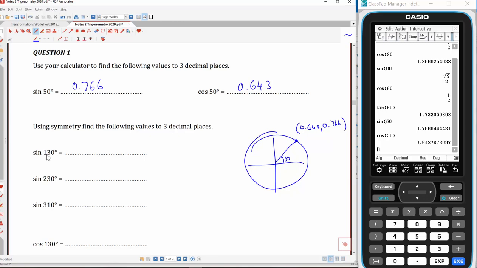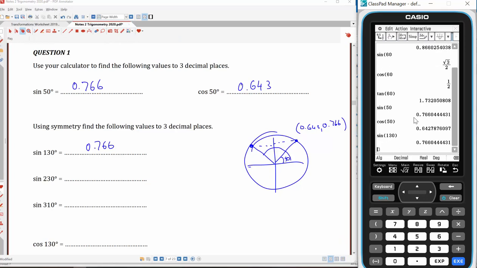All right, so what's the sine of 130? Well, note that 130 degrees is 50 less than 180. So that's over here. That's going to be 130 degrees. And we want the sine. So the sine is the y value, which is going to be the same as the y value produced over there. So this is going to be 0.766. And you can try this on your calculator now. You just type in sine of 130 and it will give you that value.